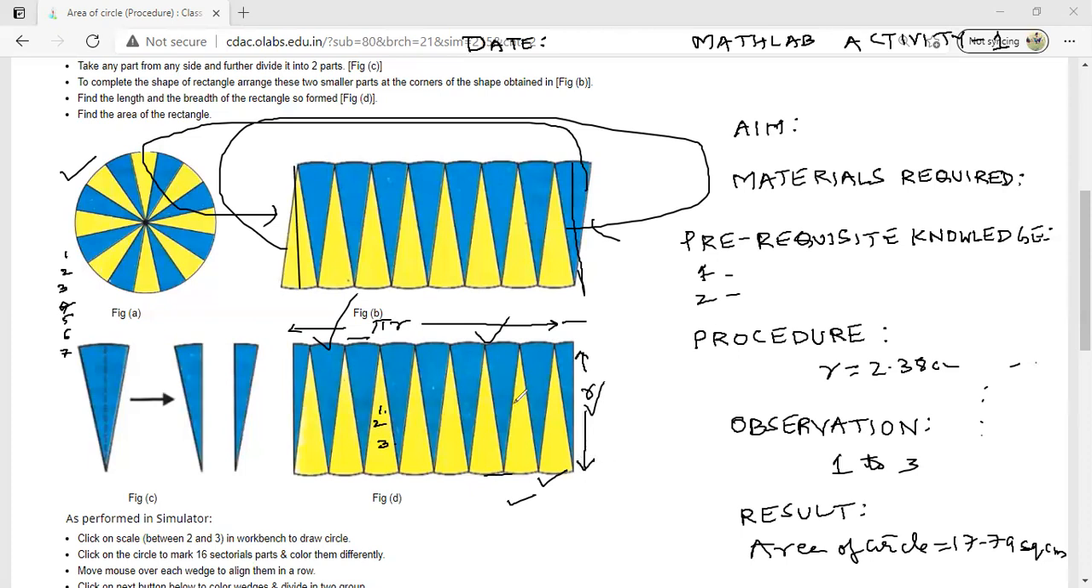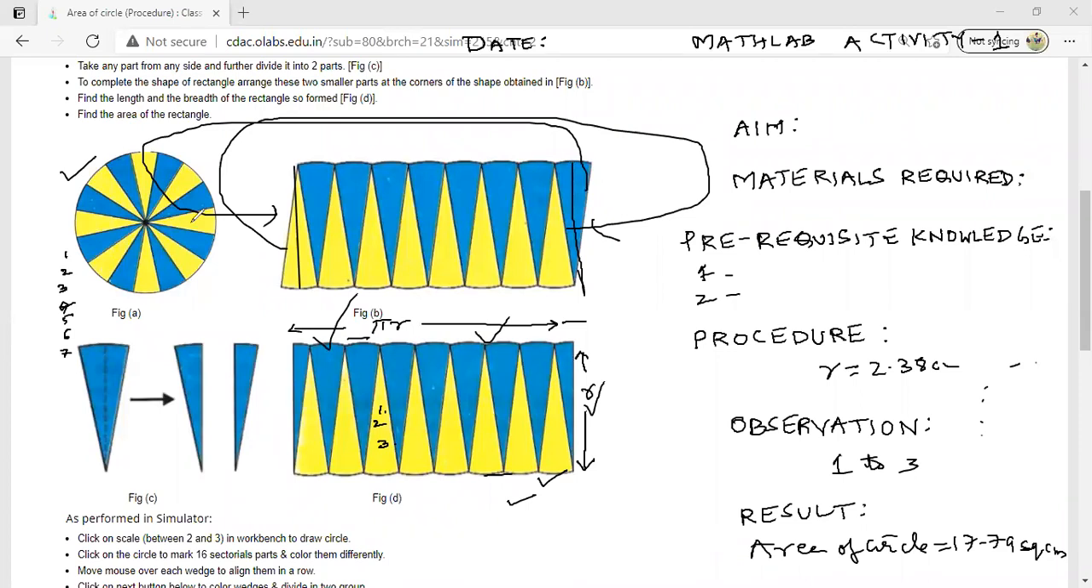Okay, so got it? So again listen, master activity number 1: aim you will write, then what is required, prerequisite knowledge, procedure, observation, result. Then you will cut two circles. You can take any radius. Here you can take any radius, because in the simulation, it is difficult to take a 2 point something radius.